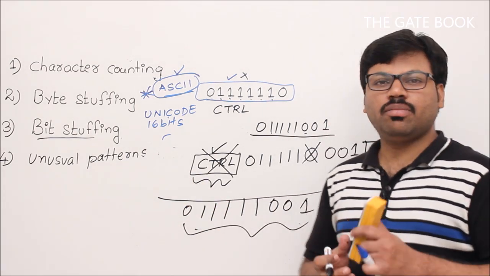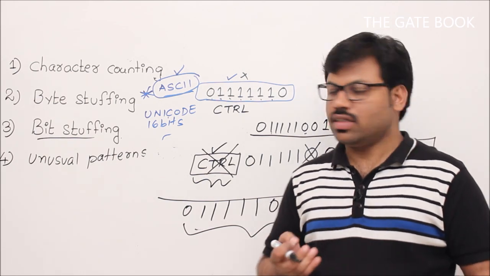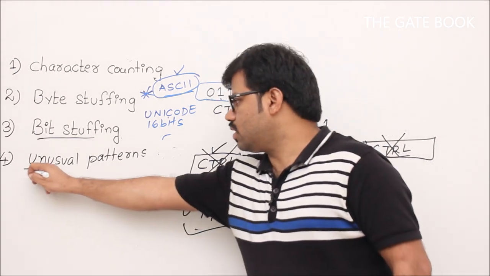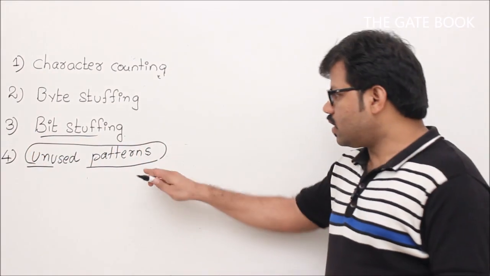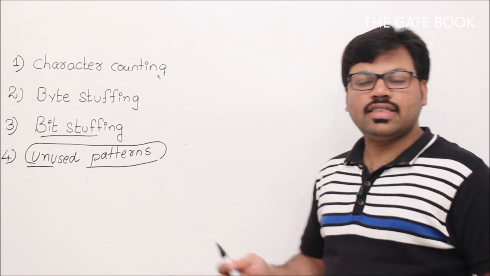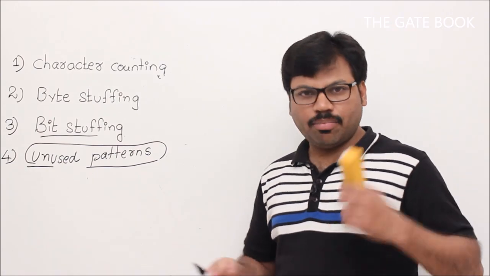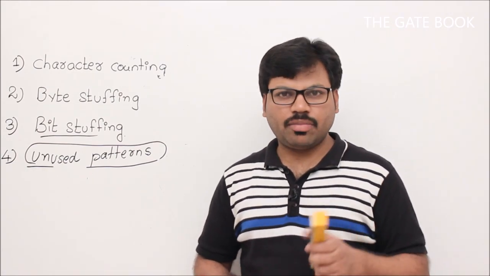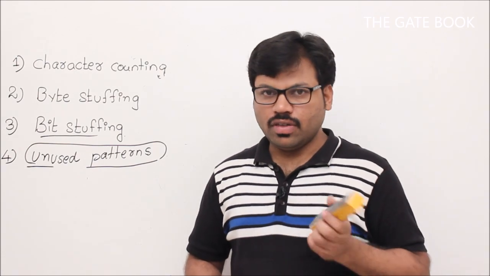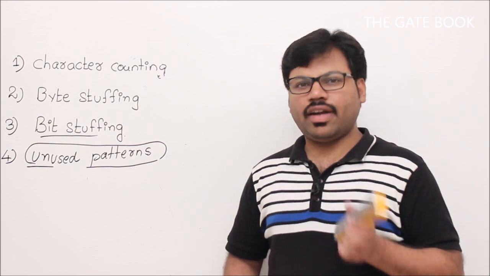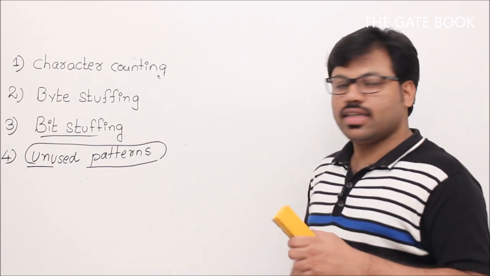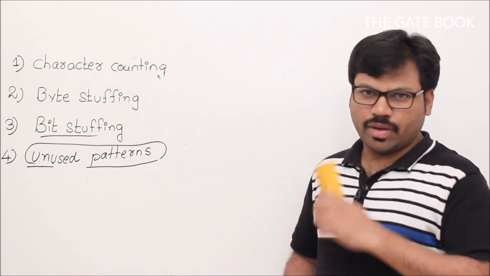Now the final one is unused patterns. In some of the data link layer protocols, depending on your medium, this unused pattern can be used. In some systems, there will be some patterns which cannot be used, that means we are not going to use them. So those patterns we are going to use to start the frame and end the frame. That means those patterns become the start of the frame and the end of the frame.